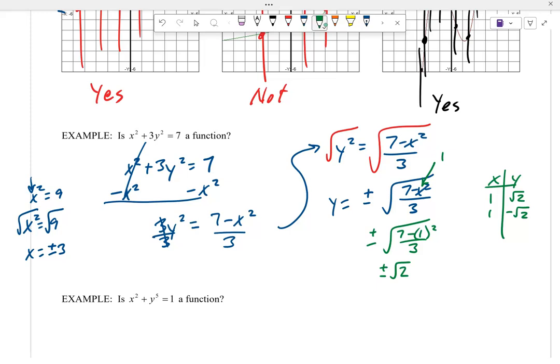Are you following me? So is this a function? And hopefully you say, no, it's not. It's not a function because I got a plus minus. I got two outputs for my y every time I throw an input in. So this is not a function. So generally speaking, well, actually, let's do one more and then we'll talk about this generally.